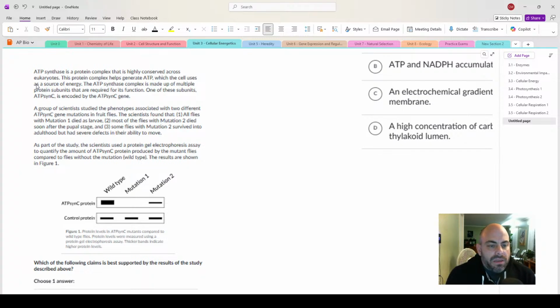A group of scientists studied the phenotypes associated with two different ATP synC mutations in fruit flies. The scientists found that all flies of mutation 1 died as larvae. Most flies with mutation 2 died soon after pupal stage, and some with mutation 2 survived into adulthood. As part of the study, scientists used protein gel electrophoresis. This is kind of borrowing from Unit 6 a little bit, to quantify the amount of this protein produced by mutant flies.